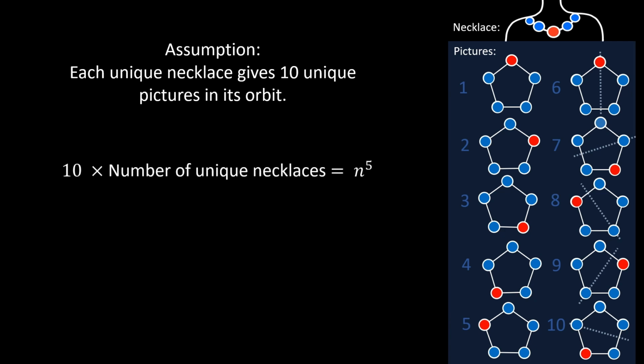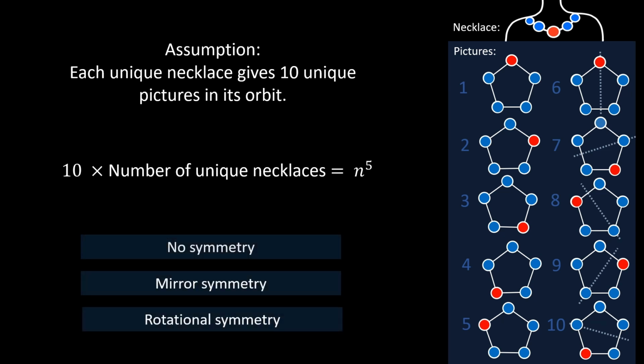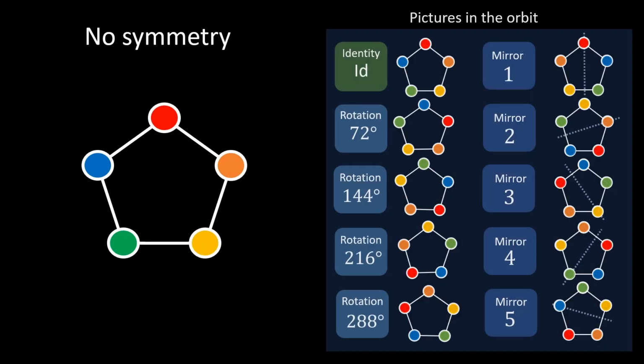Now let's check if this works by considering 3 different types of unique necklaces. Necklaces with no symmetry, mirror symmetry, and rotational symmetry. We first consider orbits of necklaces with no symmetry. The orbit of this necklace has 10 unique pictures. This so far supports our original guess.